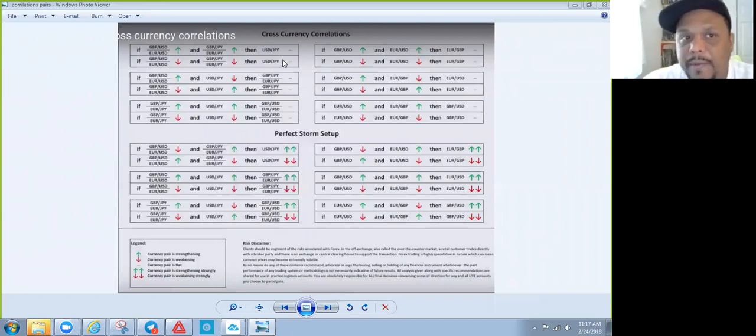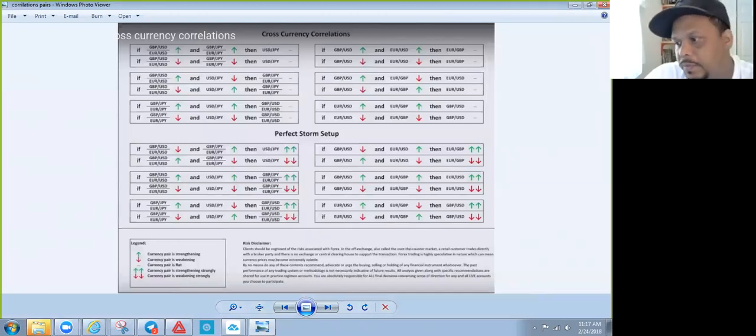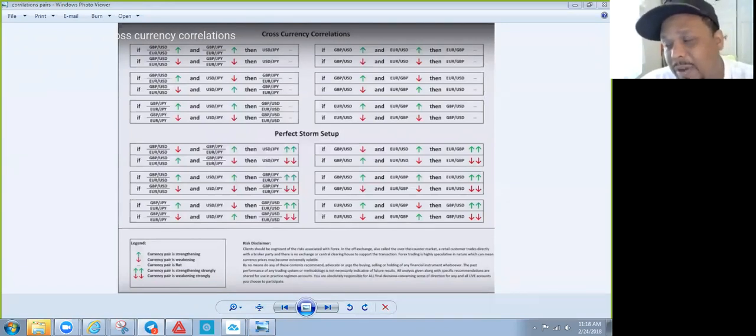All right, this is something that I'm going to put on Telegram for you guys. Matter of fact, I'll do it right now. It's sent. Download it, save it. It's yours. Your best bet is to put it on your wall or something like that if you're going to use correlation. It's a very handy tool. This is very strong, you guys.